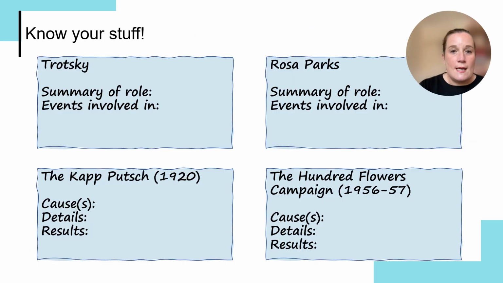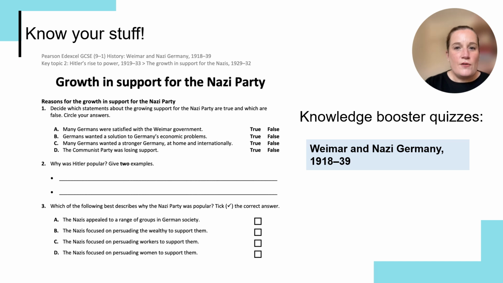One way you can revise is to write profiles on the key people and events mentioned on the specification. You can use images to help you remember things that happened as a result. And here we've got an example of how you can create a fact file or a key profile for events and people across the different units. So use this to help you. There are over 25 knowledge booster quizzes for Weimar and Nazi Germany available from Pearson's website with answers. These are great for revising knowledge. Ask your teacher, they'll be able to download them and share them with you.